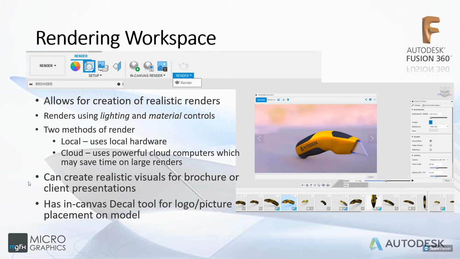Okay, and like I said, you can create realistic visuals for a brochure or client presentations, and you can also insert a decal. So if you want to insert your company logo onto the model itself, you can see they have included the Autodesk logo, and it conforms to the shape of your model, and this gives you a better idea of what the final product will look like.